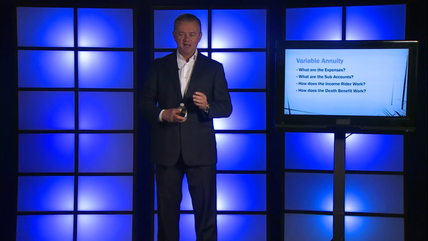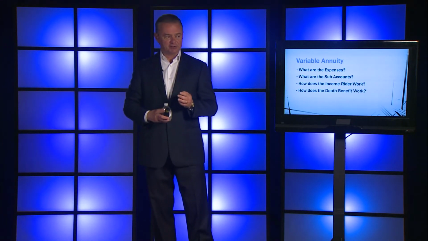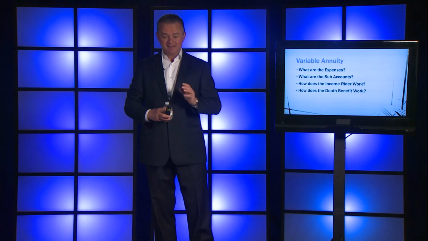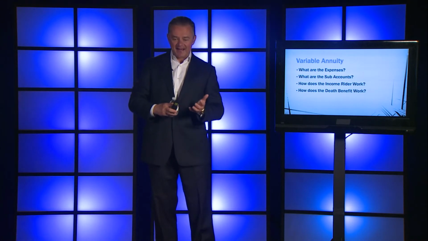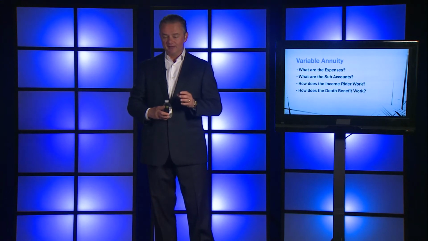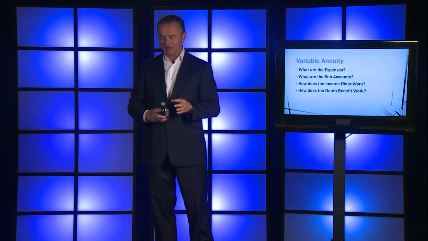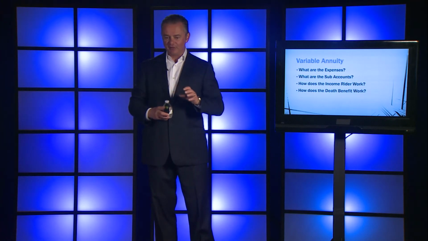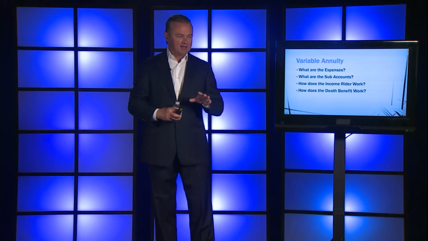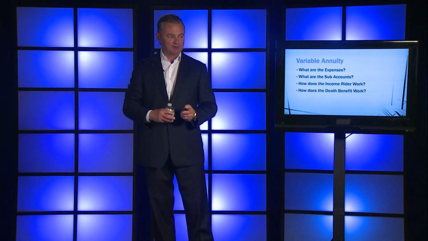A variable annuity. Like I said, I won't spend a whole lot of time on this because the variable annuity is, I think, going to be extinct here within a couple of years. And the reason being is that it's a very expensive investment. The expenses are really high in a variable annuity, and I think that outweighs the benefits of it. You want to know what the sub-accounts are. Sub-accounts are simply the way the money grows. So you have stock funds, bond funds, that type of thing, international funds, and those sub-accounts work a lot like mutual funds, but they're valued differently, and they're referred to as sub-accounts. How does the income rider work? How does the death benefit work? You want to know all that as well if you're getting into a variable annuity.